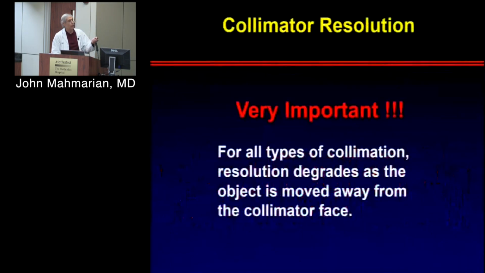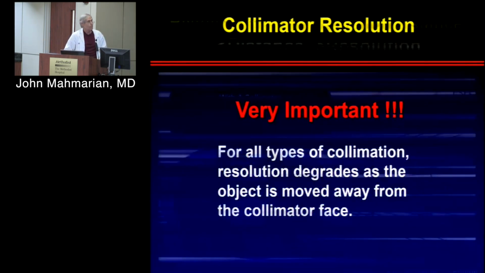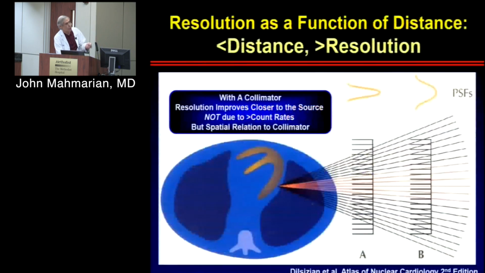So again, for all types of collimation, resolution degrades as the object moves away from the camera face. Okay? And this is just another way of illustrating this. You can see this is the point spread function for here and for here. And this is the heart here, and you can see the photons come out in rays, right? And this keeps going out further and further. And this is the sweet spot right here. These are the rays that are going to be hit by the collimator.